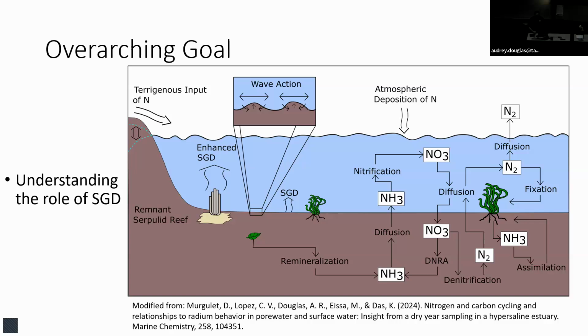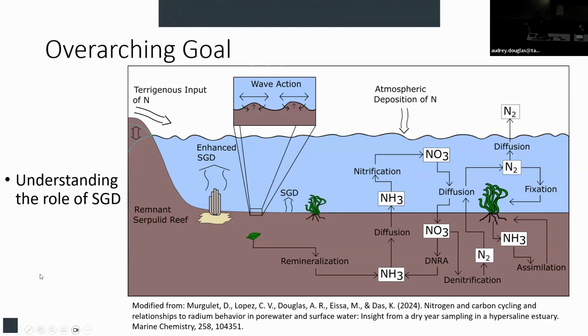On our figure here, which is a pared down version of one from a paper Dr. Mergulet and I and Dr. Douglas are on, we can see a couple examples of enhanced SGD, where we have some serpulated reefs or any kind of structure that's rocky or sandy, which can be a path of least resistance where groundwater is more likely to flow.